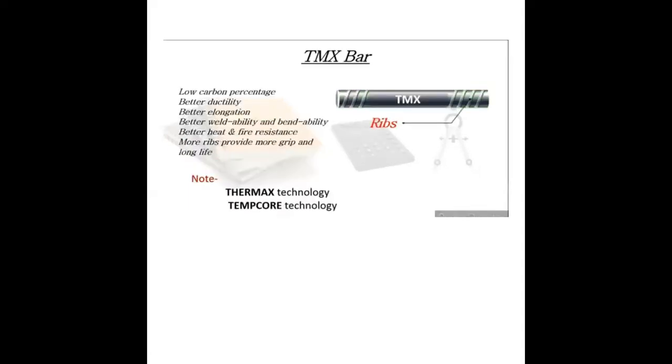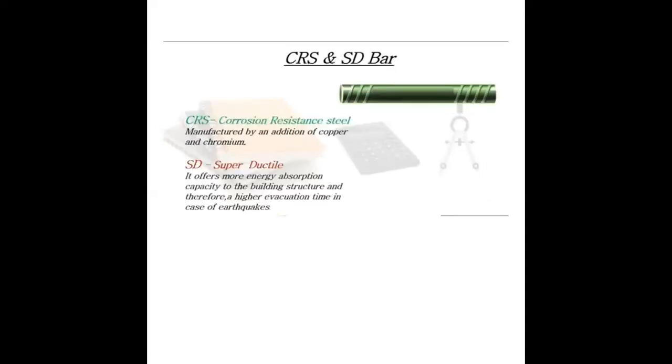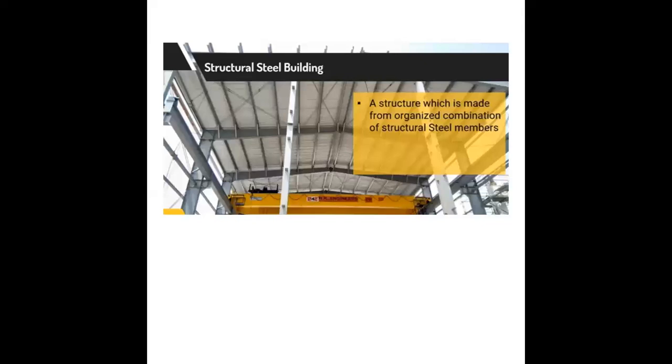And the next one is the CRS and SD bar. CRS is corrosion resistance steel, manufactured by an addition of copper and chromium. SD is superductile. Superductile bars offer more energy absorption capacity to the building structure and therefore a higher evacuation time in case of earthquakes.